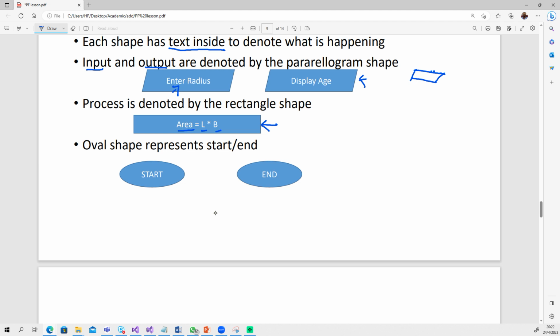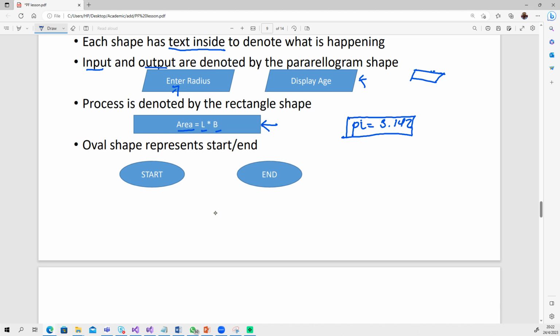So anything which has to do with a value being computed, we can show it by means of a rectangle. Even if we are doing something like saying pi is equal to 3.142, we are still going to use the same shape, the rectangle. Assigning a value like this is a form of processing, because you are taking a value and assigning it to something else. So a rectangle is what is used to denote processing.